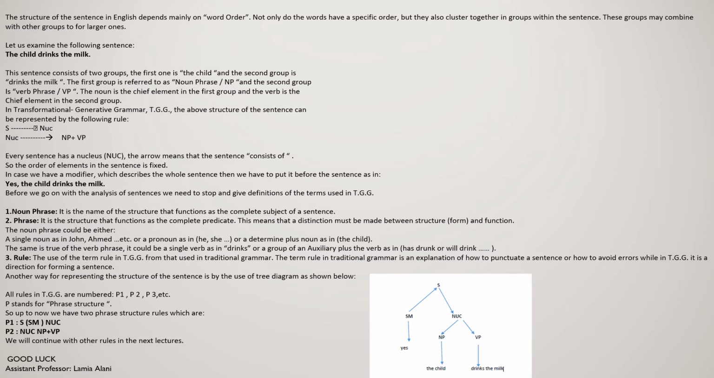Before we go with the analysis of sentences, we need to stop and give definitions of the terms used in TGG.